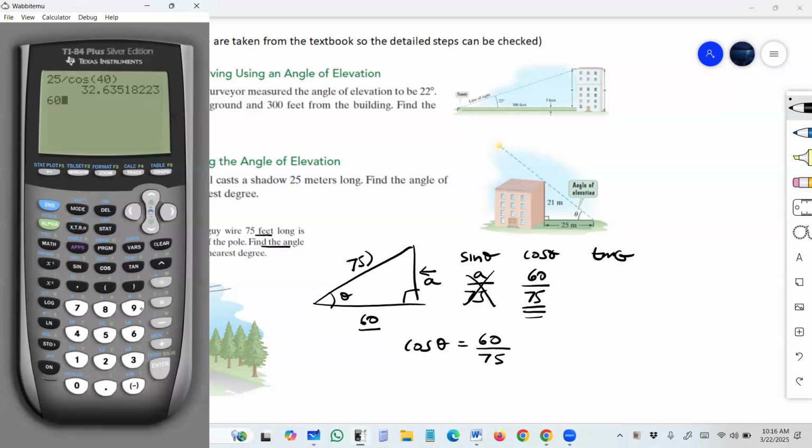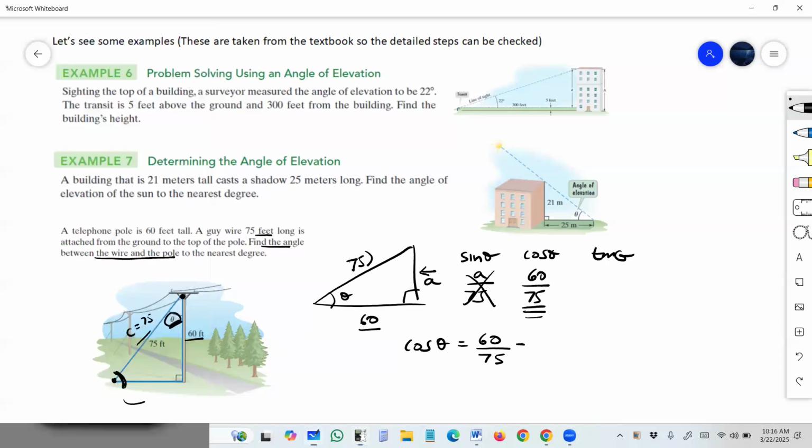So 60 divided by 75, we get 0.8. So this is 0.8. And now cosine theta is 0.8. And you already know how do I find theta? By using the inverse function. So theta is cosine inverse of 0.8. So this means find me the angle whose value of the cosine is 0.8.